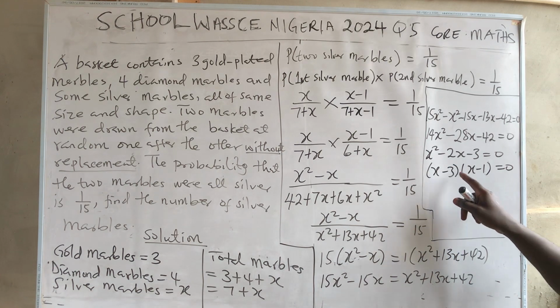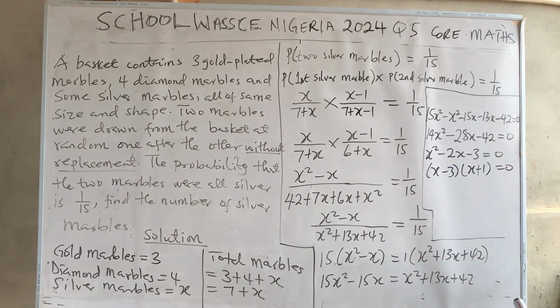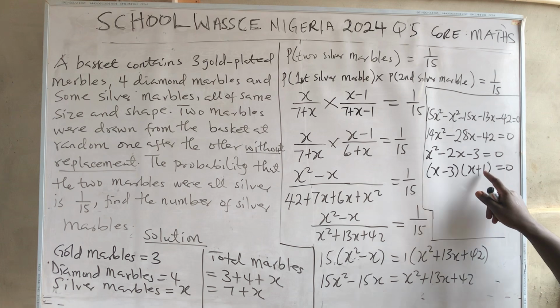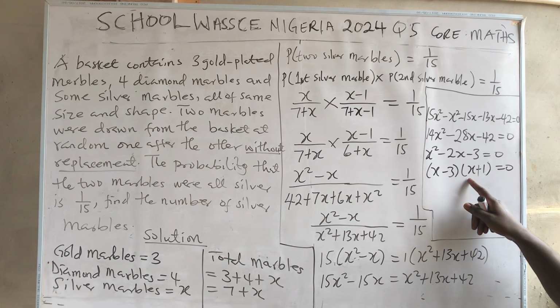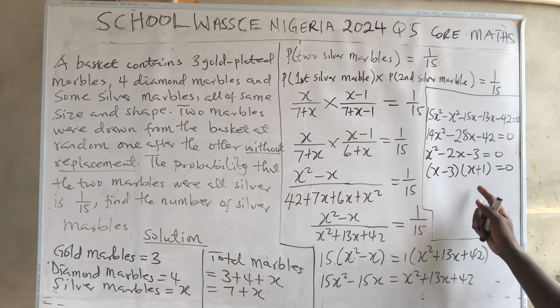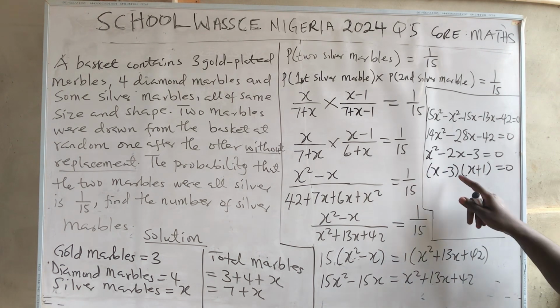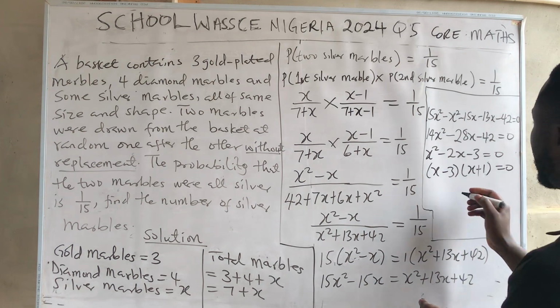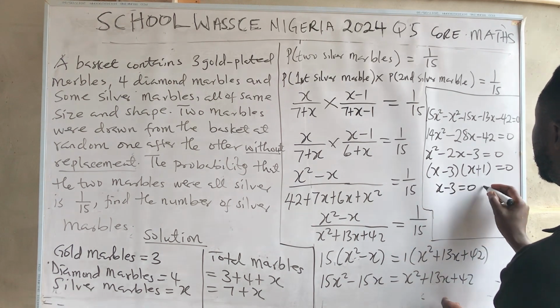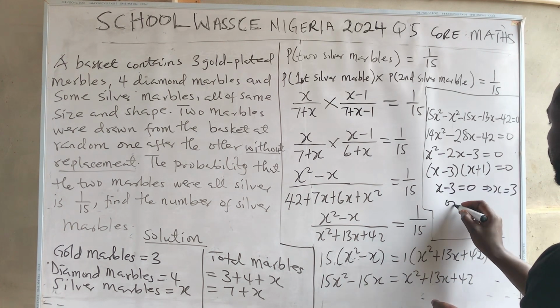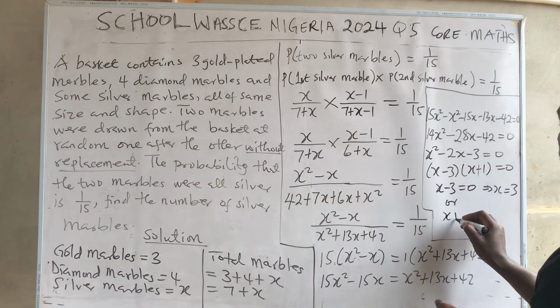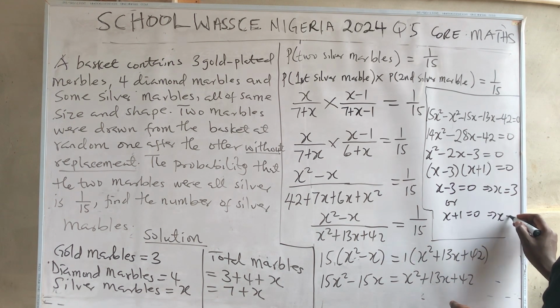Let us check: s times s gives s squared, s times this gives us x, and then minus 3 times s gives us minus, so that minus 3s plus s will give us minus 2s, and minus 3 times 1 will give us this. Okay, so we will have s minus 3 equal to 0, which is s equal to 3, or we will take s plus 1 to be equal to 0, which is s equal to negative 1.